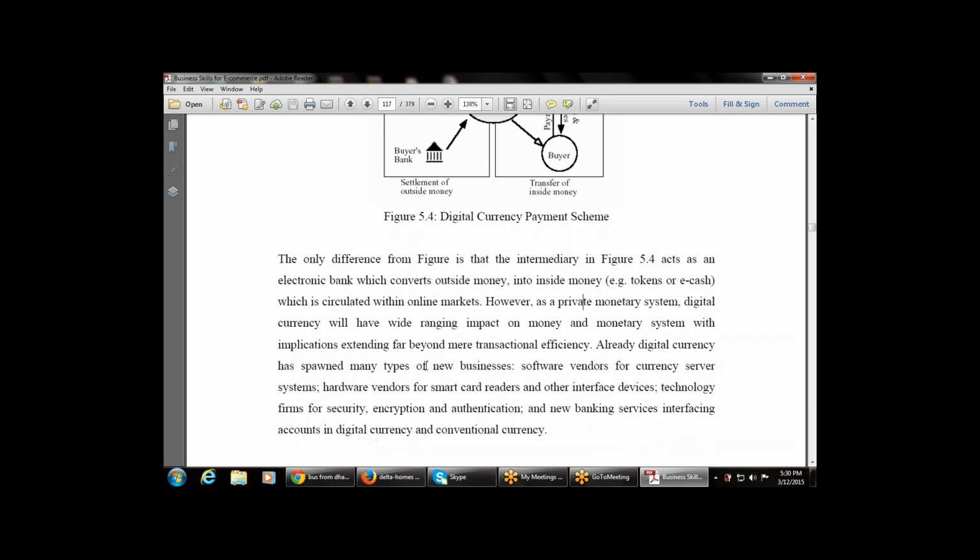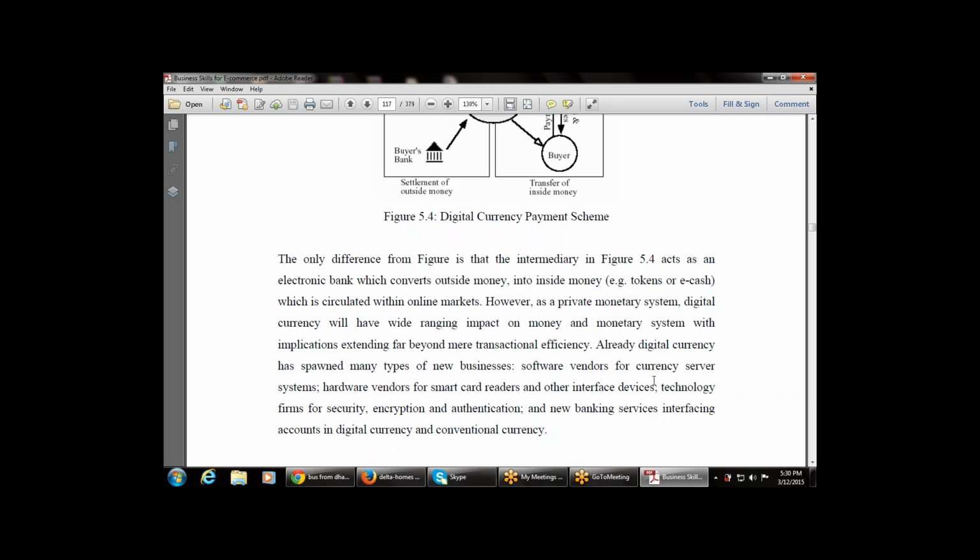Already, digital currency has swept in many types of new businesses. One is the software vendors, whose software is used for the currency server system, and another is the hardware vendors, which include the smart card readers.